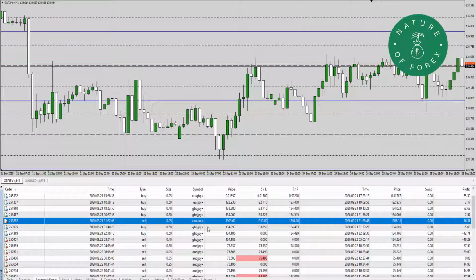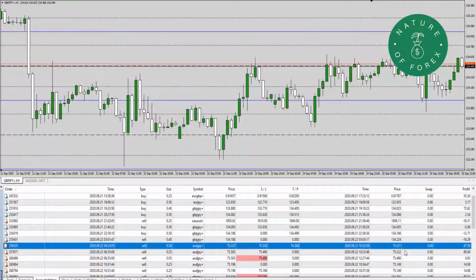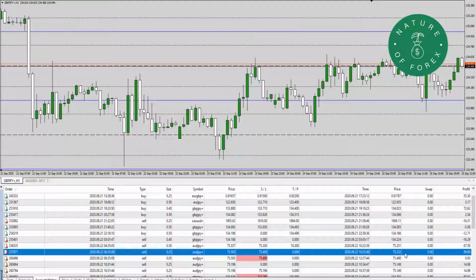Gold selling from 1905, closed at 1906. Should have held that if you knew where gold went this week. We had some nice AJ sells as well, 75.33 and 75.50. These ones could have ran, I'll tell you that.